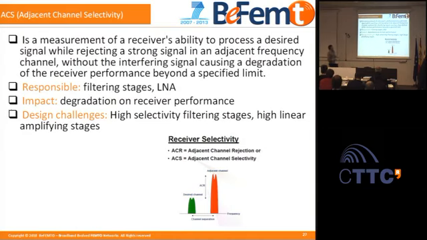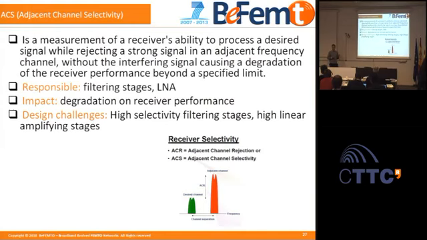And the last parameter that we can take into account is the adjacent channel selectivity. That is a measurement of the receiver's ability to work with a strong interfering signal. If you want a good parameter here, you have to employ very good filtering stages in order to reject possible interfering signals. And also, you have to work with a low noise amplifier with a high compression point in order to handle strong signals.